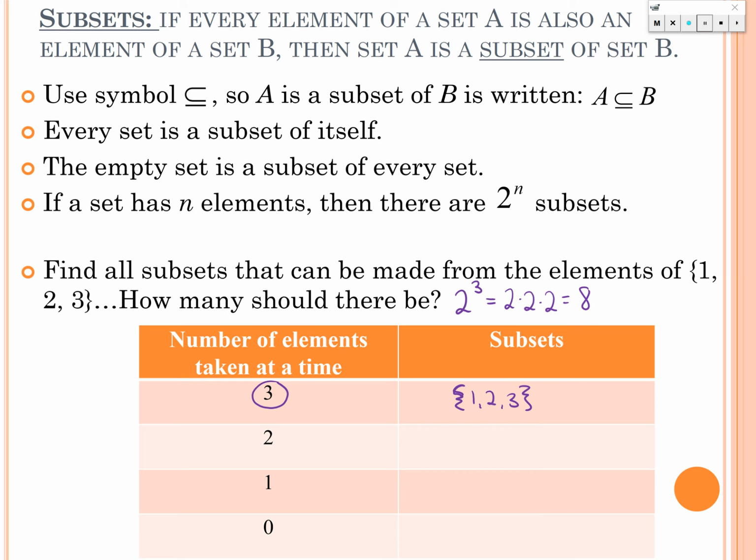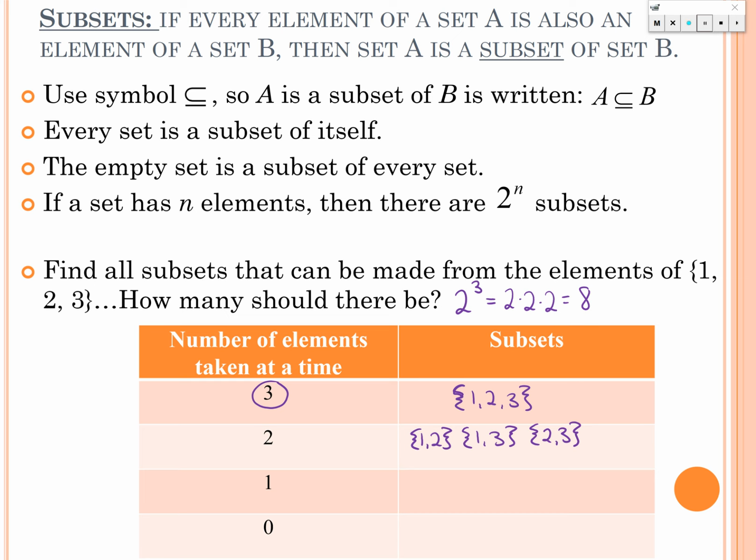Now if we just take 2 of the elements at a time. So what that would look like, a subset could be the elements 1 and 2. It would be the elements 1 and 3. And it would be 2 and 3. Any I missed? Taking 2 at a time? Remember, order doesn't matter. It doesn't make it a new set. So 1, 2, and 2, 1, they're the same thing.